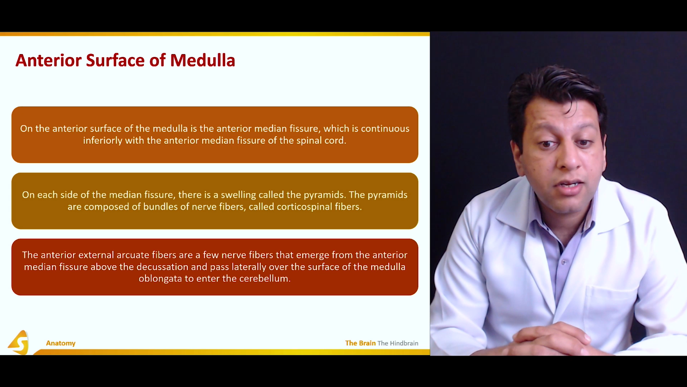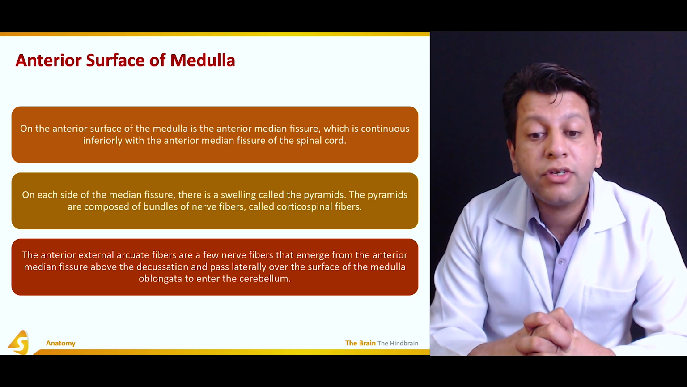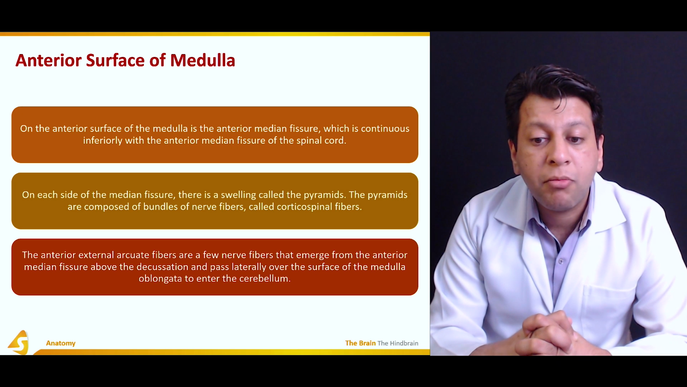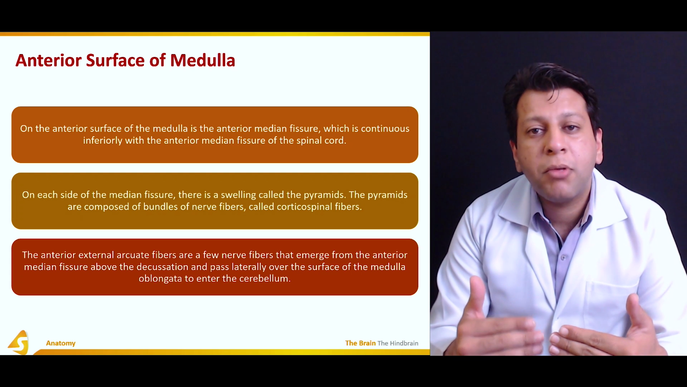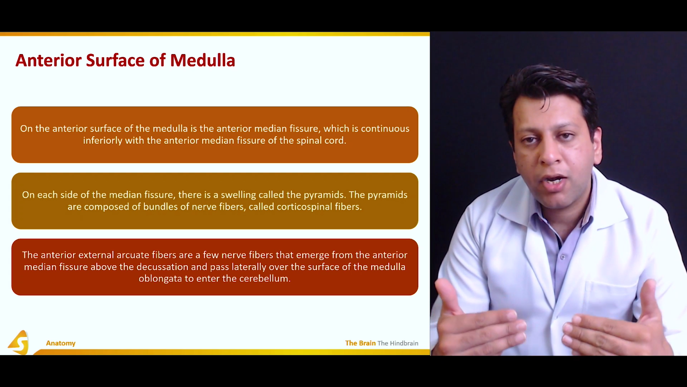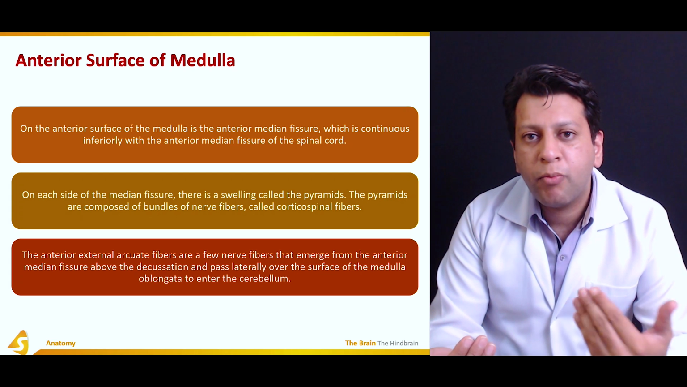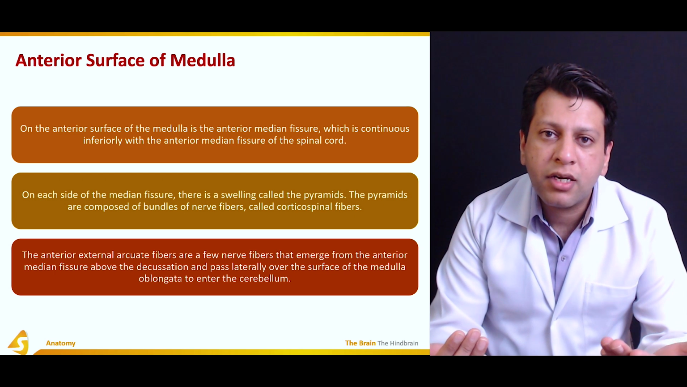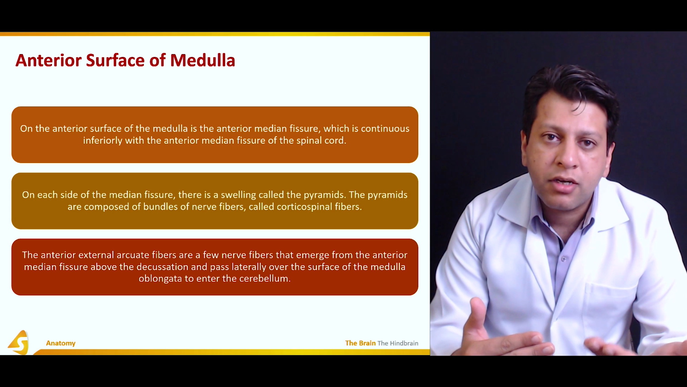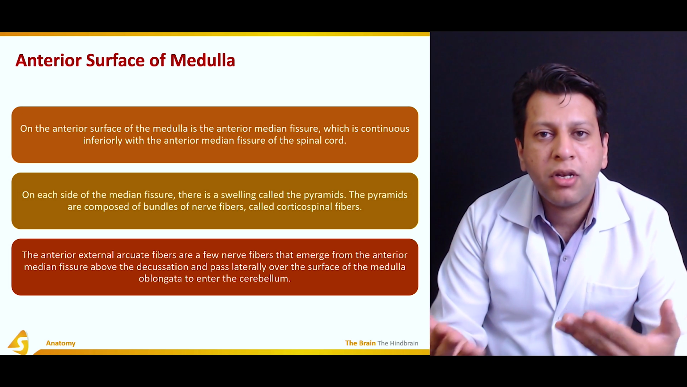The anterior external arcuate fibers are a few nerve fibers that emerge from the anterior median fissure above the decussation and part laterally over the surface of the medulla oblongata to enter into the cerebellum. Now, there are three cerebellar peduncles: superior, middle, and inferior. The inferior cerebellar peduncle connects the cerebellum with the hindbrain, that is the pons and the medulla oblongata. The cerebellum is connected with the midbrain via the superior cerebellar peduncle, while the pons is connected to the cerebellum via the middle cerebellar peduncle.